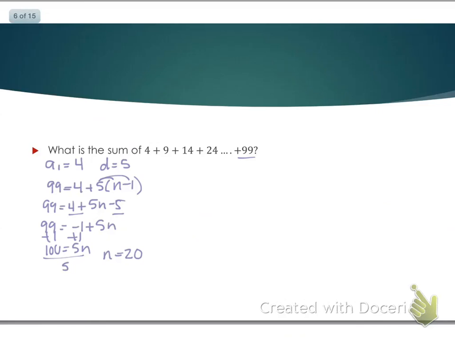Now I can find the sum, since I have my first term, my last term, and my n. So we're doing S sub 20 this time. We fill in both n's, and use my first term and my last term. 20 divided by 2 is 10. 4 plus 99 is 103. So the sum of all of those is 1,030. If I kept going and added them all together, it would be 1,030.